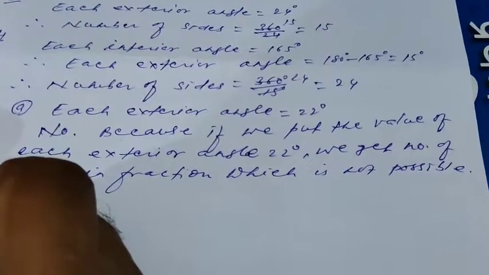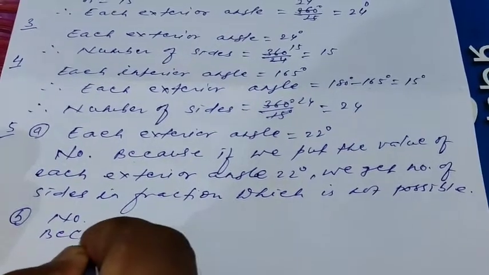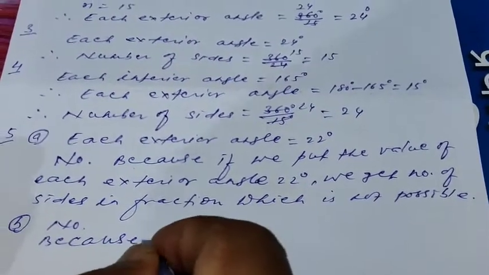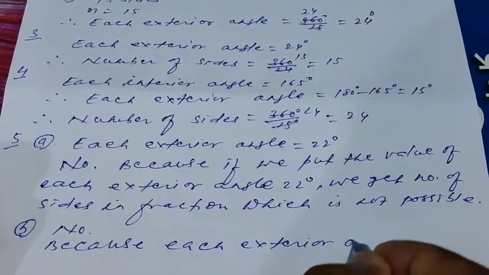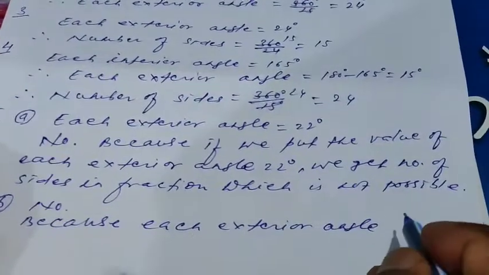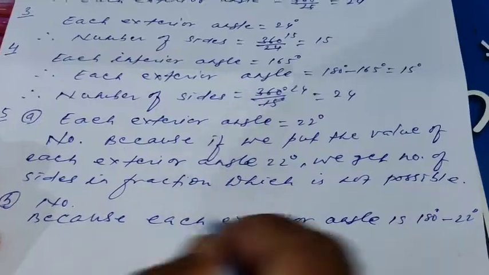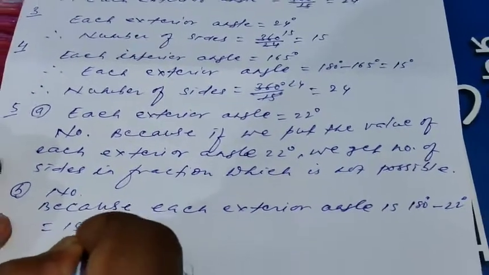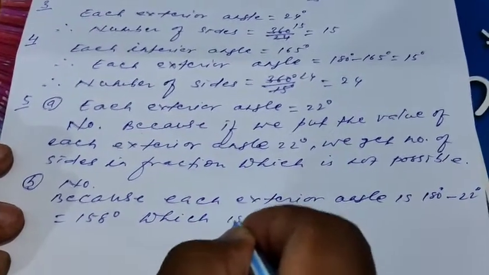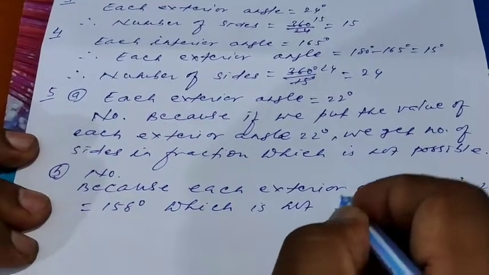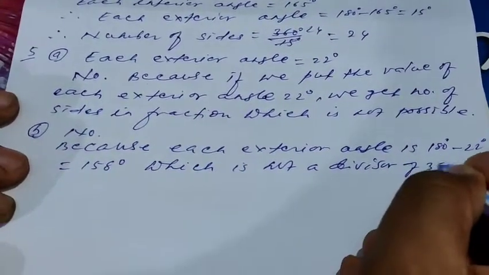Now B. Answer of B is also no, because each exterior angle is 180 degrees minus 22 degrees. This equals 158 degrees, which is not a divisor of 360 degrees.